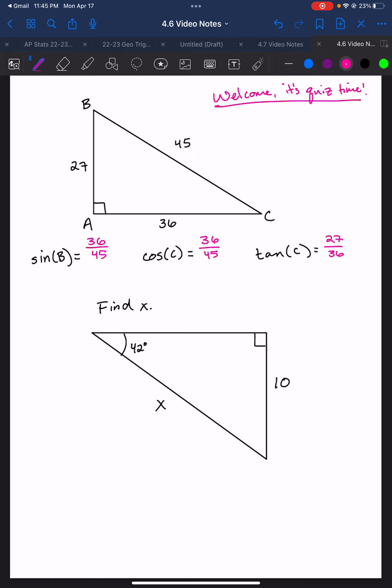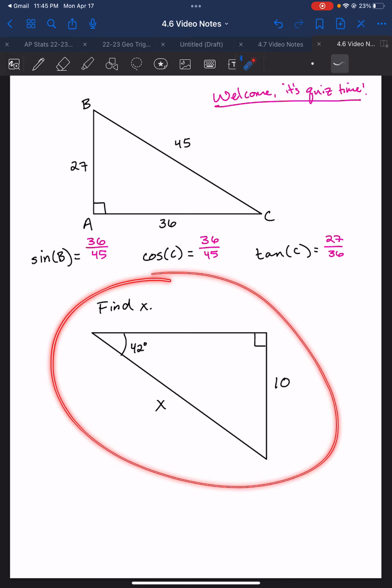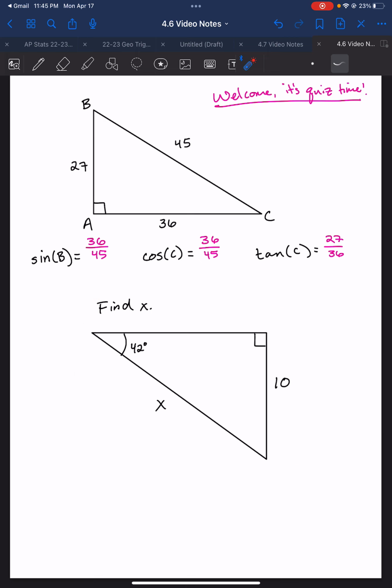The next type of question we're going to be looking at is ones like this, where you need to find the x value. So pause the video. You should be able to do this one in about 2 minutes. So I'll see you back here in 2 minutes.